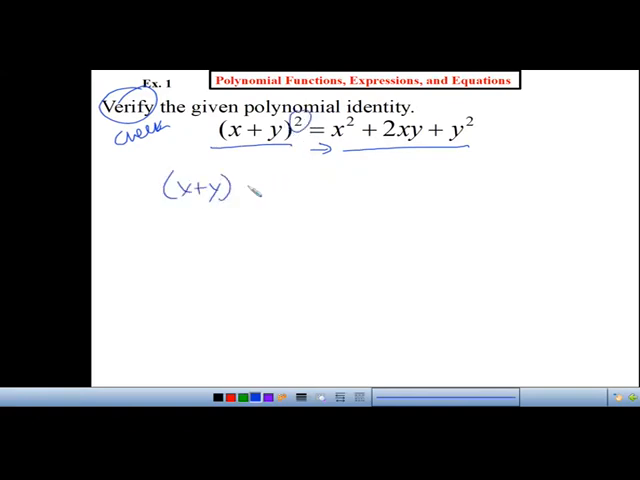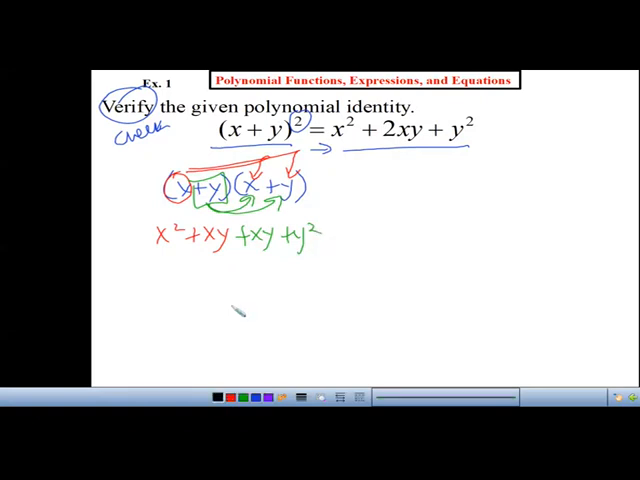So let me rewrite it. X plus y multiplied times itself how many times? Twice. X plus y. All right. So let's see. Do we know how to multiply those? Yes. X times x, x squared. X times y, xy. I got that. This one, y times x, xy. You're like, Mr. Q, didn't you say y times x? Yes, but you need to write it in alphabetical order if you can't combine them. Y times y is y squared.